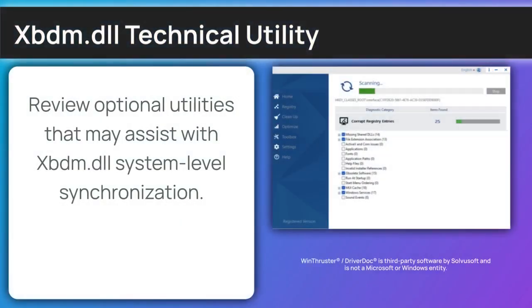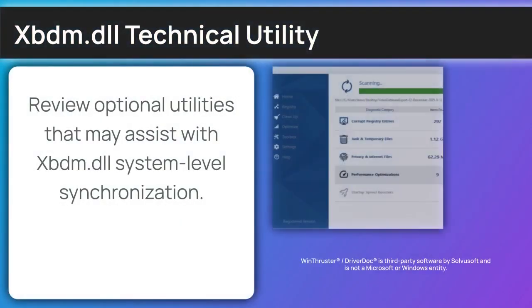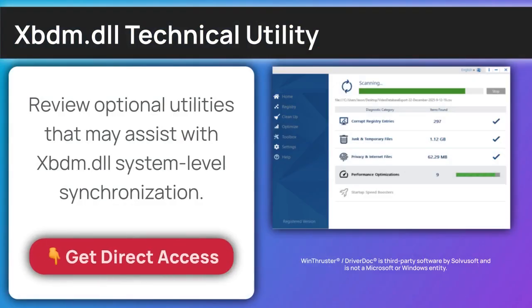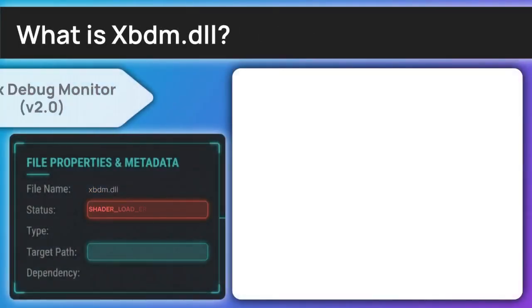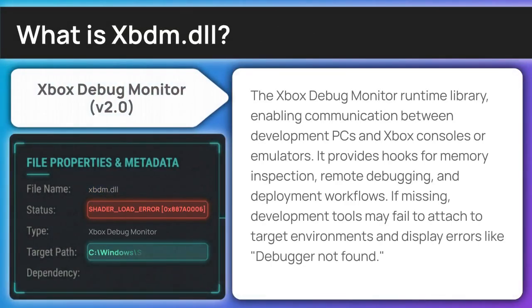To start fixing Xbox Debug Monitor Library manually, you can also consider the official maintenance toolkit for a more stable system state. This is the Xbox Debug Monitor Library, the Xbox Debug Monitor runtime library, enabling communication between development PCs and Xbox consoles or emulators. It provides hooks for memory inspection, remote debugging, and deployment workflows. If missing, development tools may fail to attach to target environments and display errors like debugger not found.